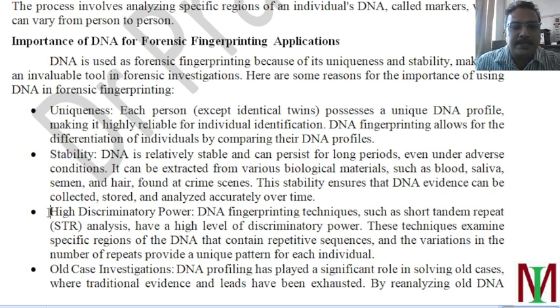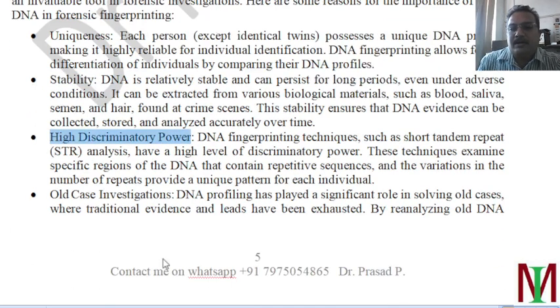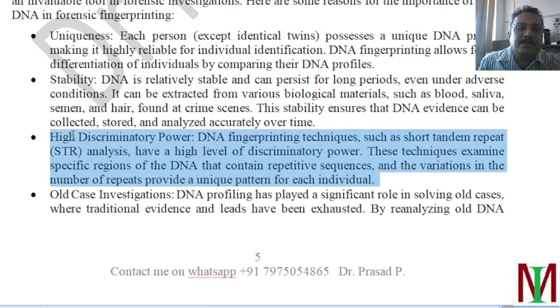It has got high discriminatory power. DNA fingerprinting techniques such as short tandem repeat analysis have high levels of discriminatory power. These techniques examine specific regions of DNA that contain repetitive sequences, and the variations in the number of repeats provide a unique pattern for each individual. That means it discriminates very easily. We can identify a person's DNA, and it will not mismatch with others.